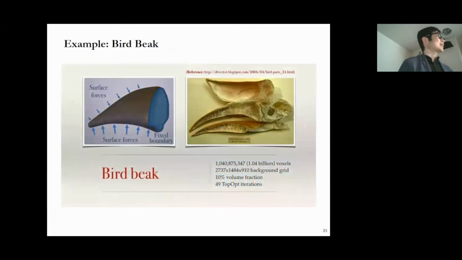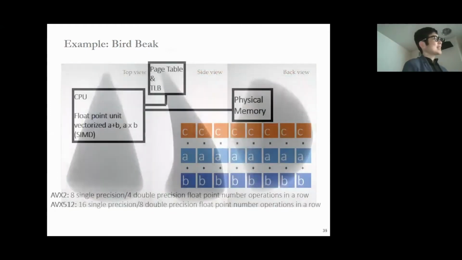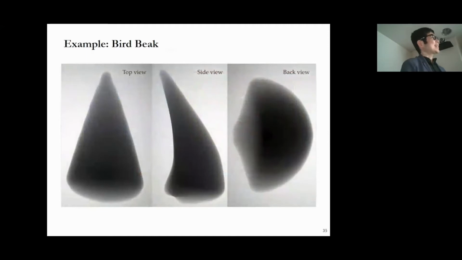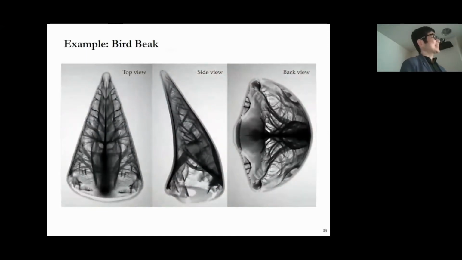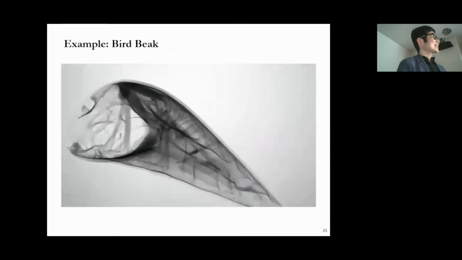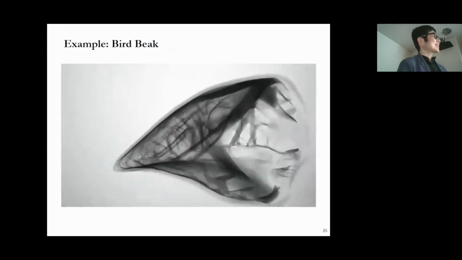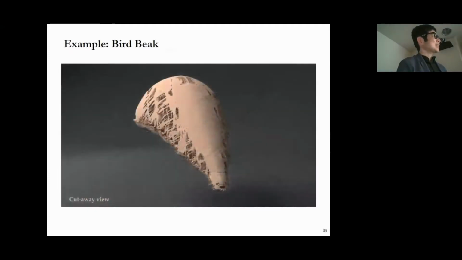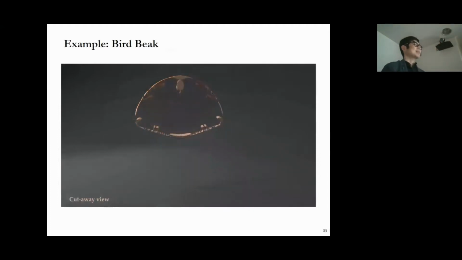So here, let me just show this. This is the real bird structure with complex features. Let me show this structure again, and you can compare the one optimized on a single artificial structure and the real one on a background grid of nearly 4 billion voxels. This is a ray traced view, and it also cuts the cross section to show its interior.